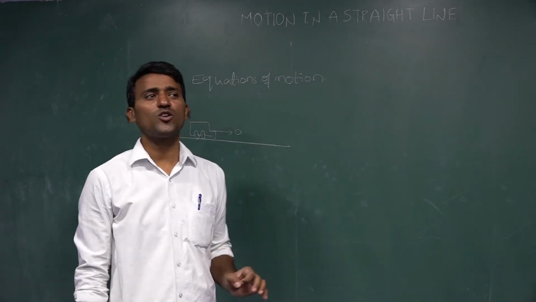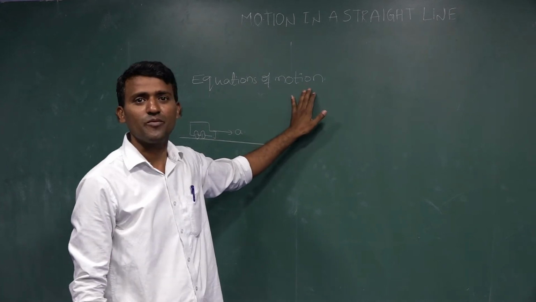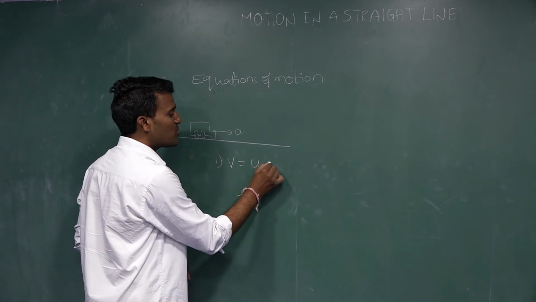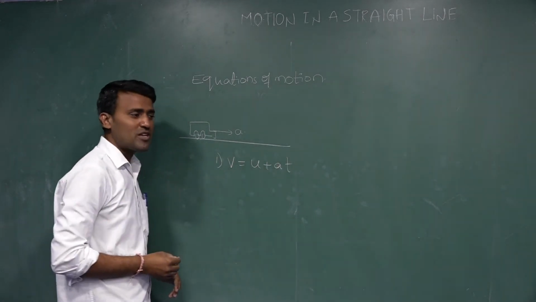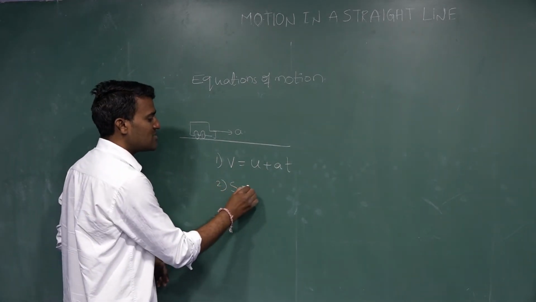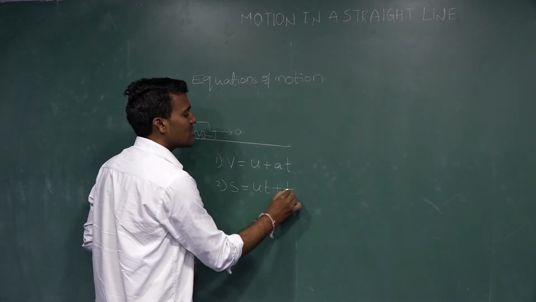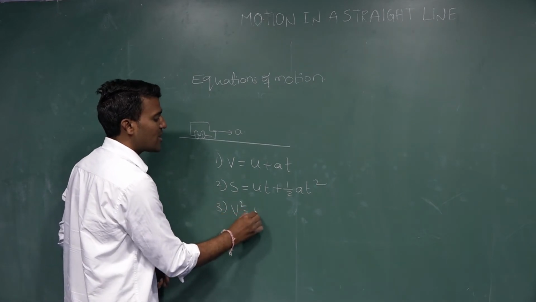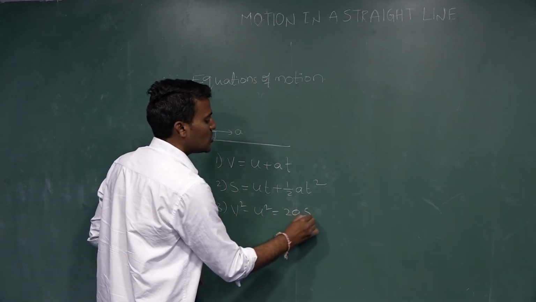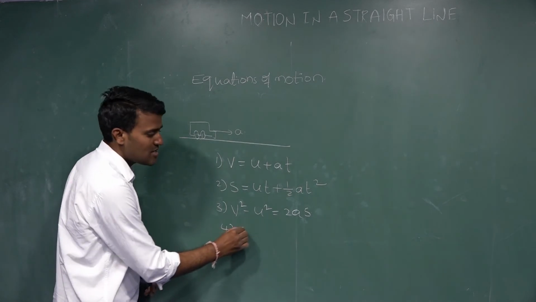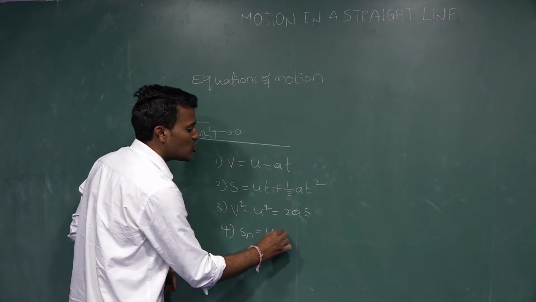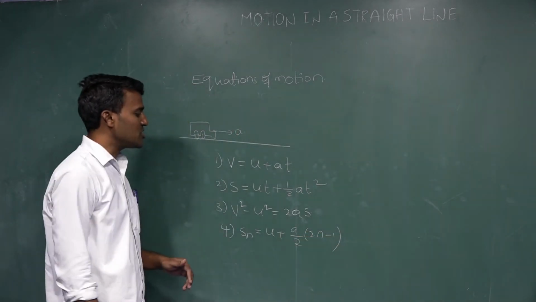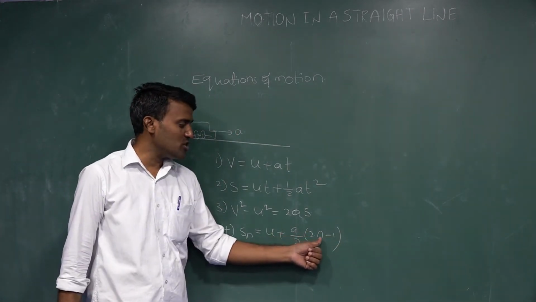Those are called the equations of motion. The four equations I am writing here: v equal to u plus at; the second equation, s is equal to ut plus half at square; the third equation, v square minus u square is equal to 2as; and the fourth one, Sn is equal to u plus a by 2 into (2n minus 1). In the fourth equation, n is given.